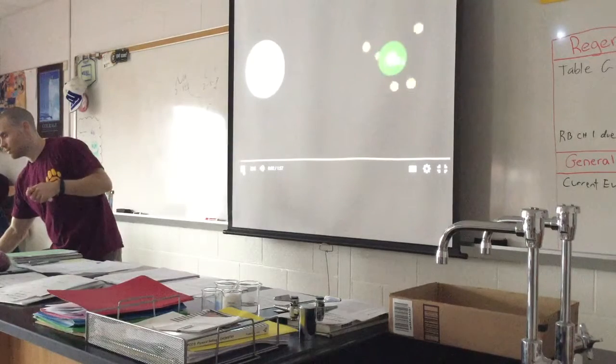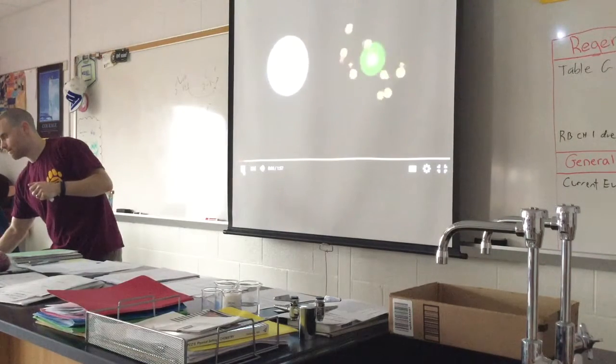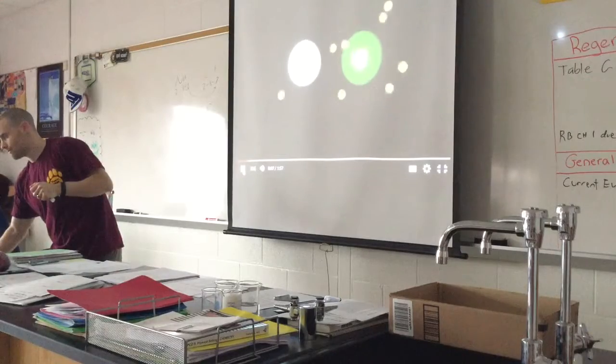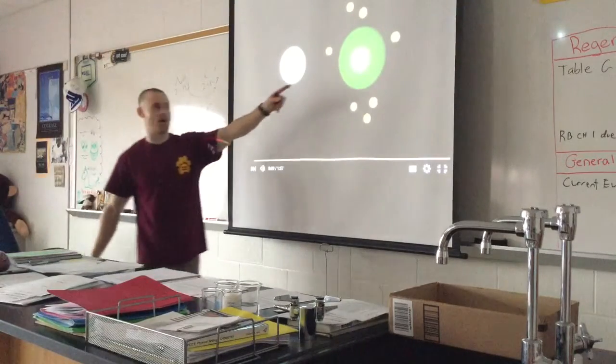Ionic bonding occurs between two atoms when one of the atoms has sufficient strength of attraction to remove an electron from the other atom.